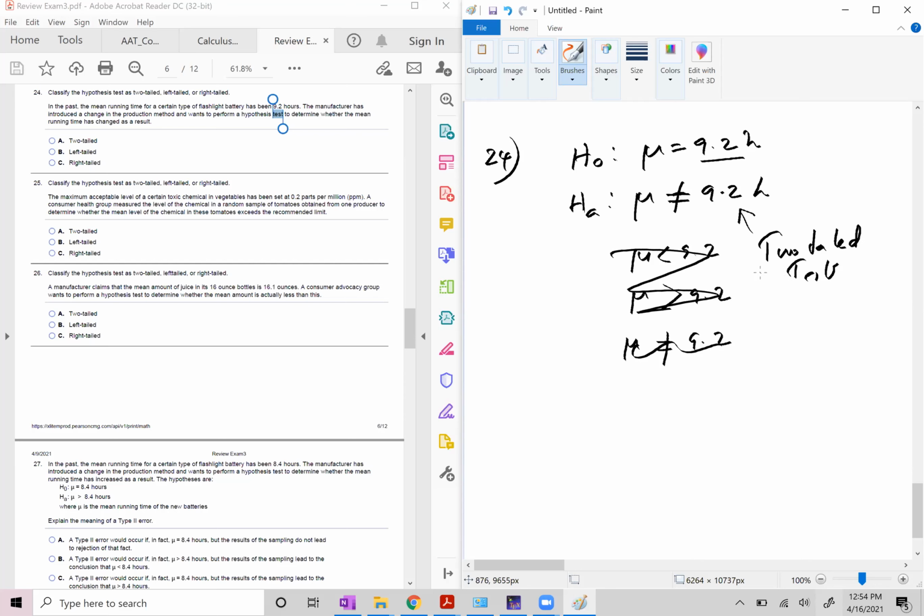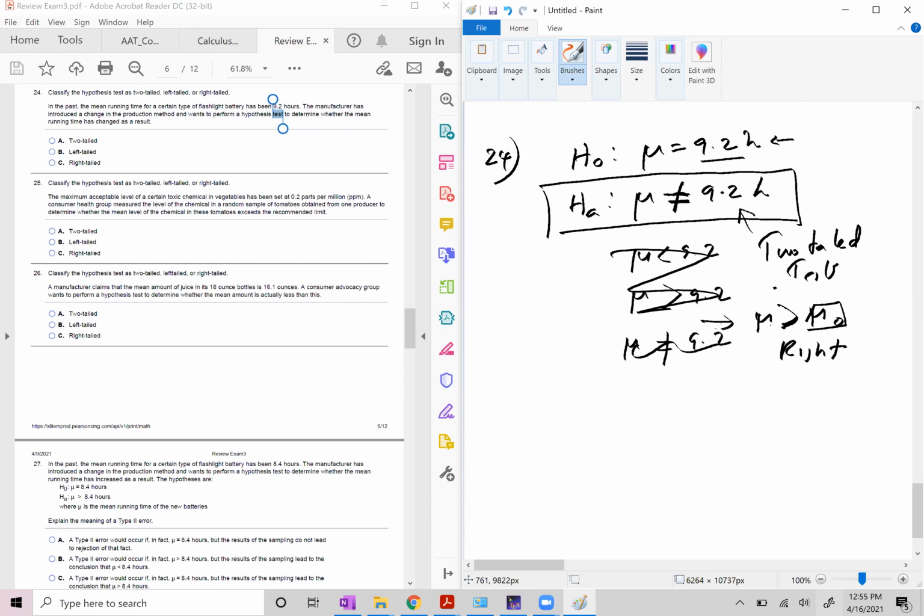Now, always remember, when you categorize the test as right, left, or two-tailed, you always have to look at the alternative, right? Because the null always has the equality. It won't help you. You always have to look at the alternative. If it says not equal, it is a two-tailed. If it's like this, it is a right-tailed, because higher values of sample mean will support this, so you have your tail towards the right. If the alternative is like this, that means lower values will support this alternative. That means you have a left tail test.